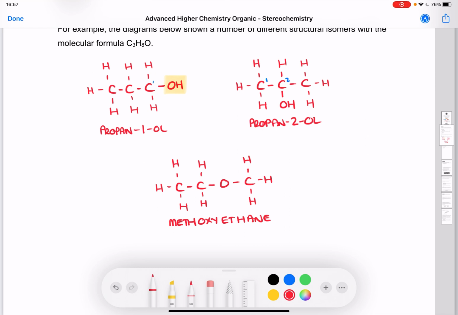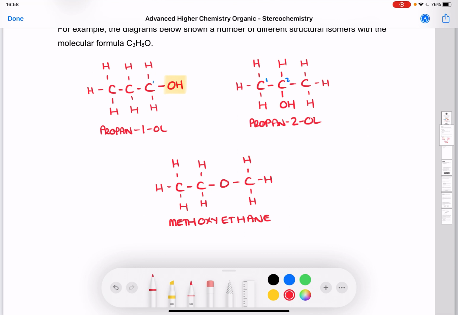And then when we look at our third isomer, methoxyethane, the properties of methoxyethane are vastly different to propan-1-ol and propan-2-ol. For starters, methoxyethane is not soluble in water, whereas propan-1-ol and propan-2-ol are soluble in water. The melting and boiling points of methoxyethane are going to be much lower than the melting and boiling points of propan-1-ol and propan-2-ol. So it is okay for isomers to have very different chemical and physical properties.